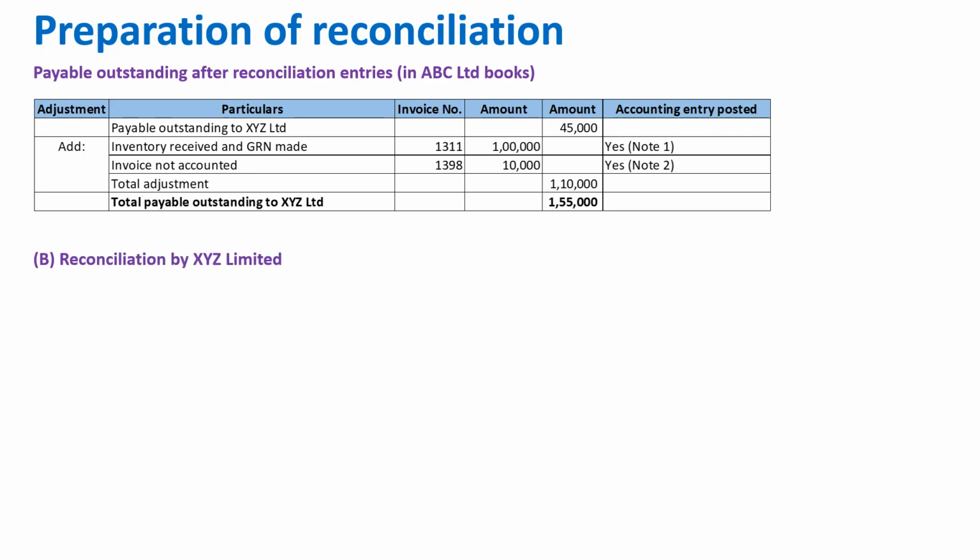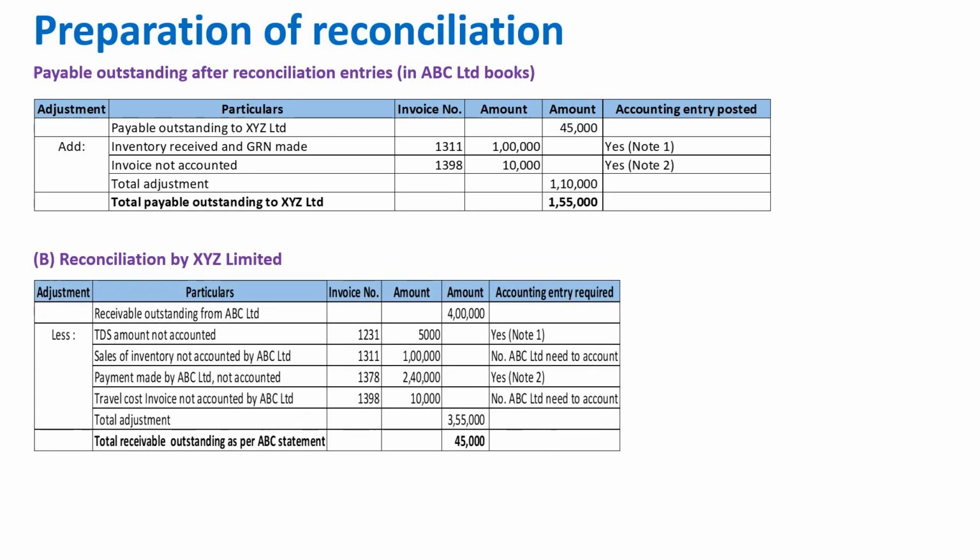Now let's see how the reconciliation will happen in the books of XYZ Limited, right? So this is the reconciliation that XYZ is going to do. Receivable outstanding from ABC Limited is 4 lakh. This is as per the books of XYZ. Less TDS amount not accounted, 5,000 rupees, right? This is the part reconciliation that XYZ is doing now.